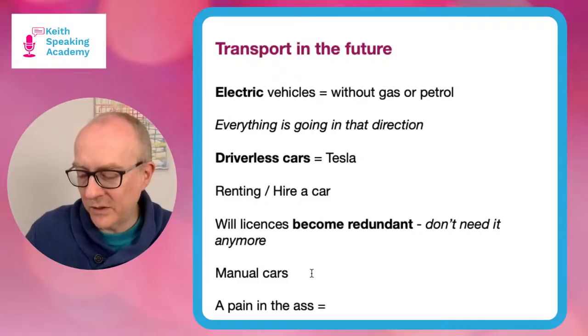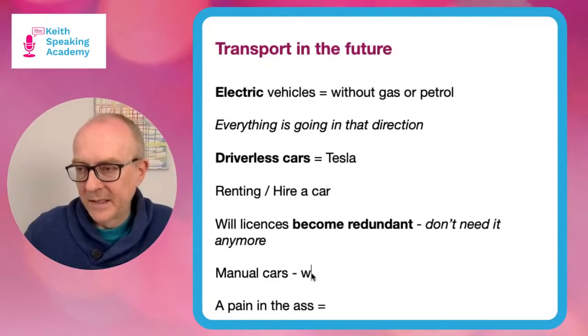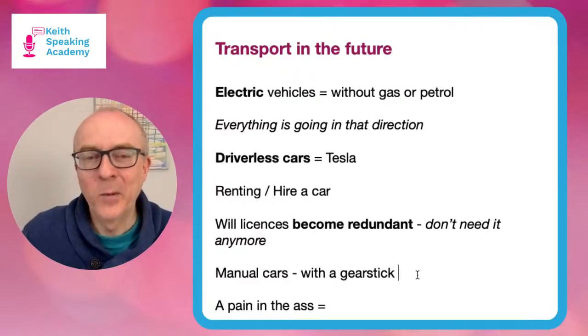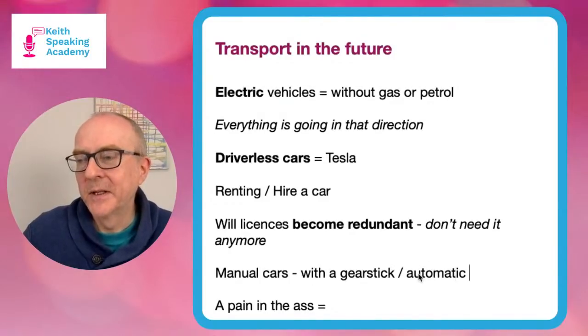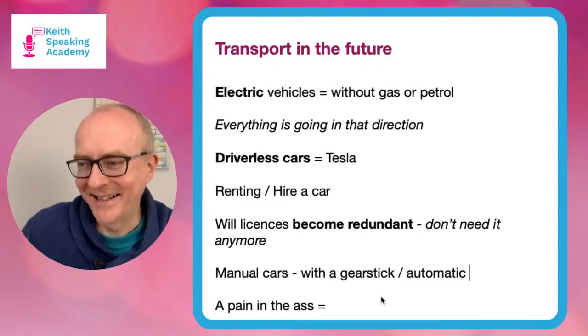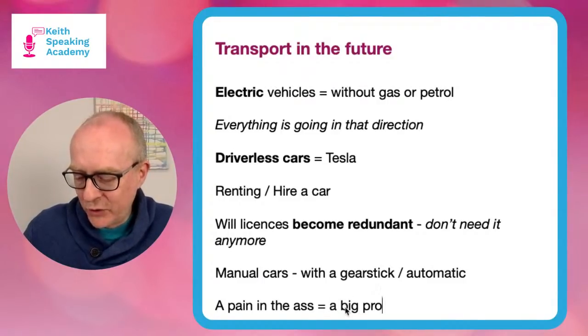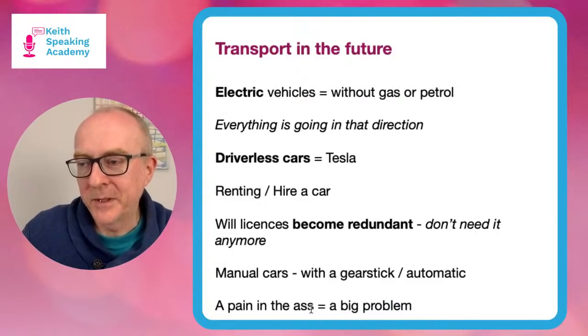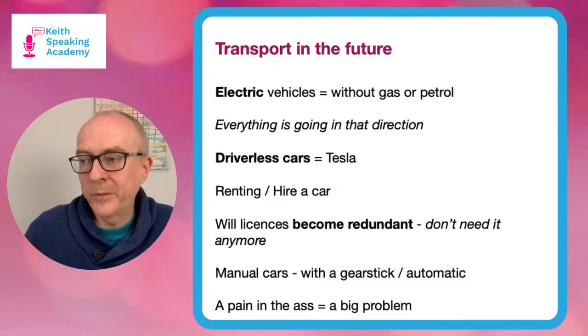Fiona talked about manual cars. That's the one with the gear stick. If you're a driver, you probably know what I'm talking about. If you don't, don't worry. And what's the opposite of manual? Automatic, right? Automatic cars. Then I just saw a message from Red One who said, pain in the ass, what's that? Pain in the ass is a big problem. Your ass is your bum, but we say a pain in the ass is a big problem. And when something becomes mainstream is a great expression. It means when it becomes popular, or popular in everyday usage.